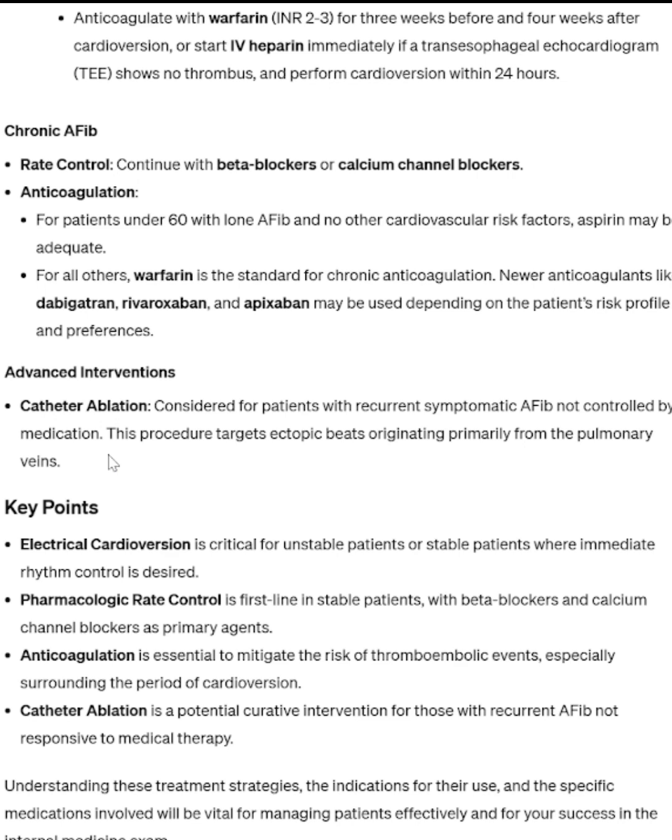Anticoagulation is essential to mitigate the risk of thromboembolic events, especially surrounding the period of cardioversion. Catheter ablation is a potential curative intervention for those with recurrent AFib not responsive to medical therapy. Understanding these treatment strategies, the indications for their use, and the specific medications involved will be vital for managing patients effectively and for your success in the internal medicine exam.